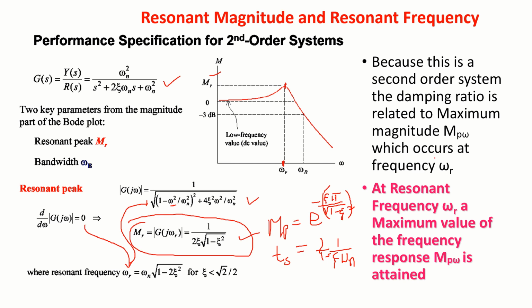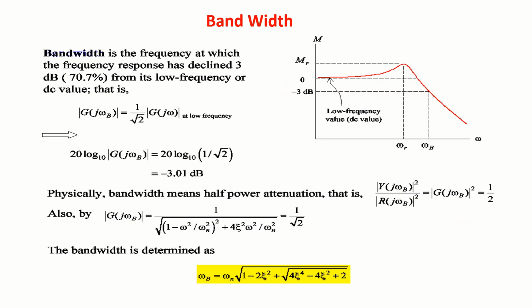Damping is related to the maximum magnitude, which occurs at the resonant frequency. At the resonant frequency, the maximum value of the frequency response is attained. Anyway, that's how these two are related. So when I draw the Bode plot at breakpoints, I can find out what the case is, and from that it is possible for me to understand the time response behavior.